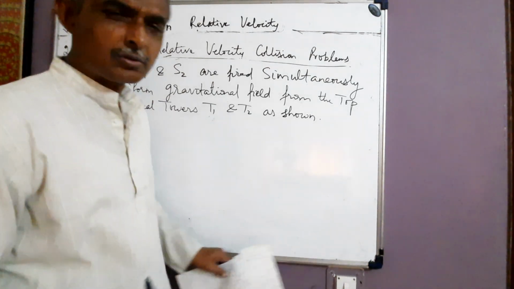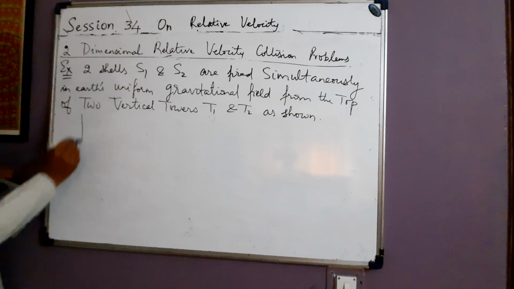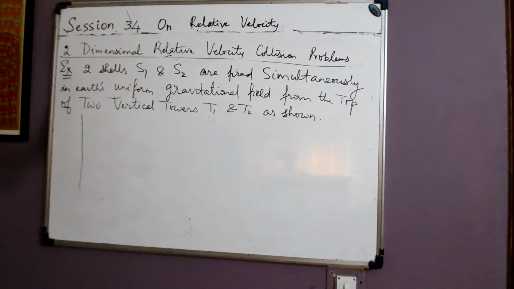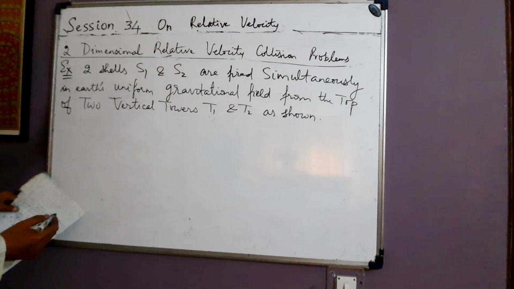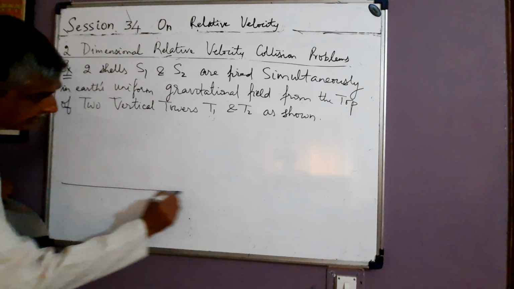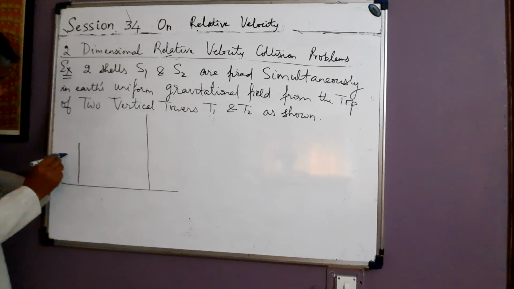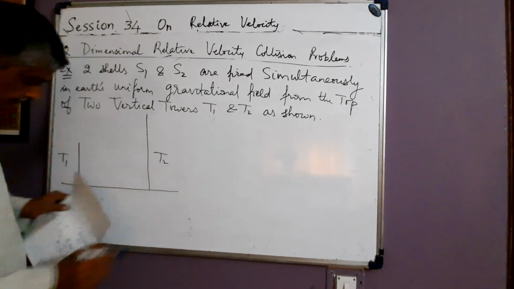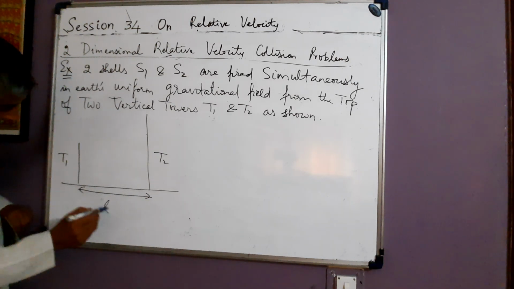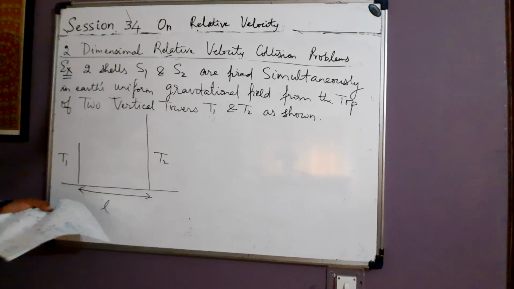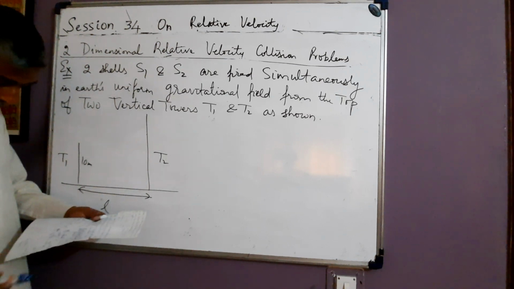I'm just seeing the data. I don't remember the data. That's why I'm using this sheet. This is the diagram. This is the ground level. These are the two towers, tower T1, tower T2. Horizontal separation between these two towers is L. Height of vertical tower T1 is 10 meter. Height of vertical tower T2 is 30 meter.